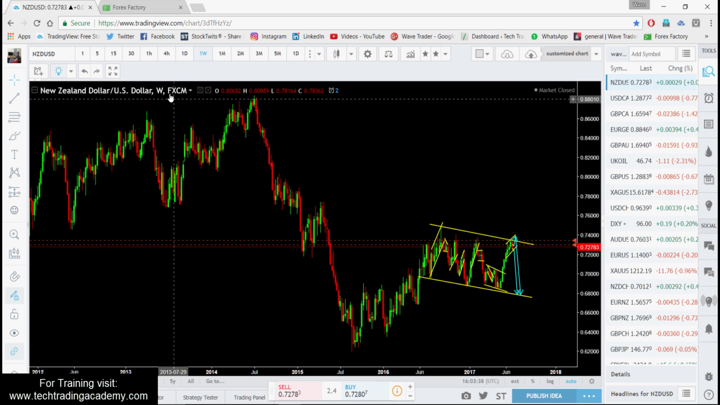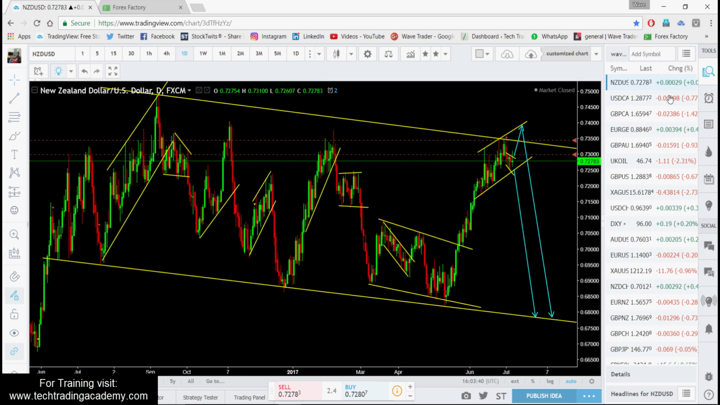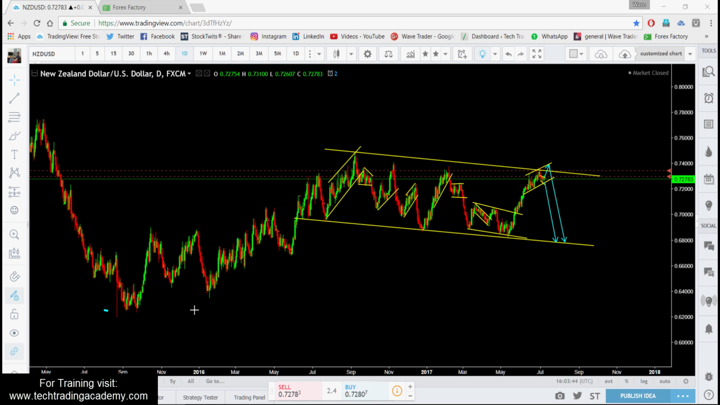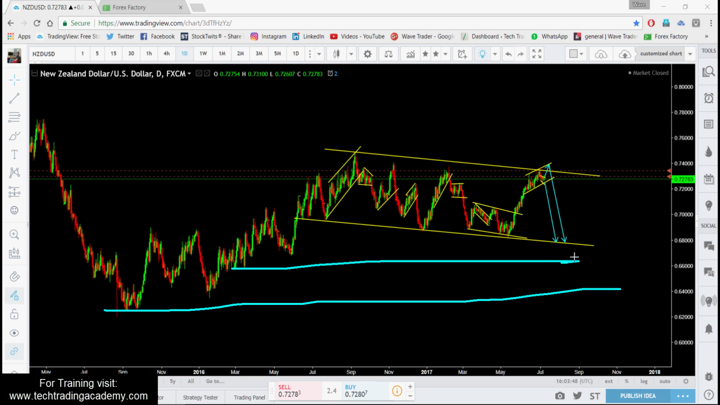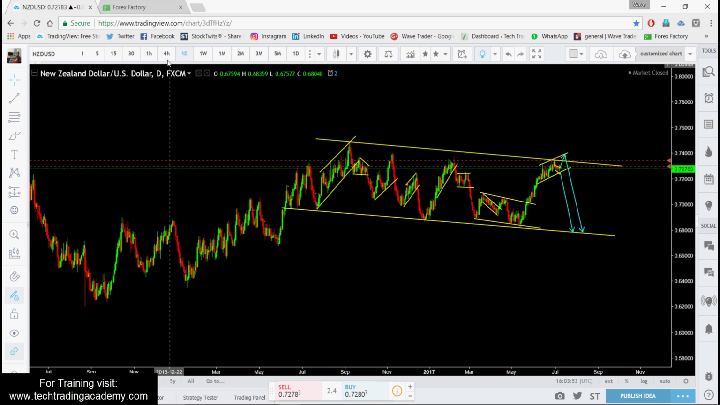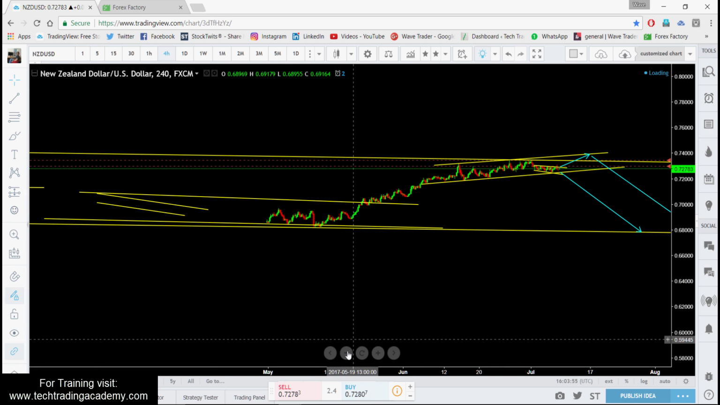Whenever this pair starts to fall, it is going to be so aggressive to the downside and is going to hit the bottom at this area. Currently USD CAD is close to that area, about to hit the bottom of that flag on the bigger time frame. So let's look at the lower time frame.